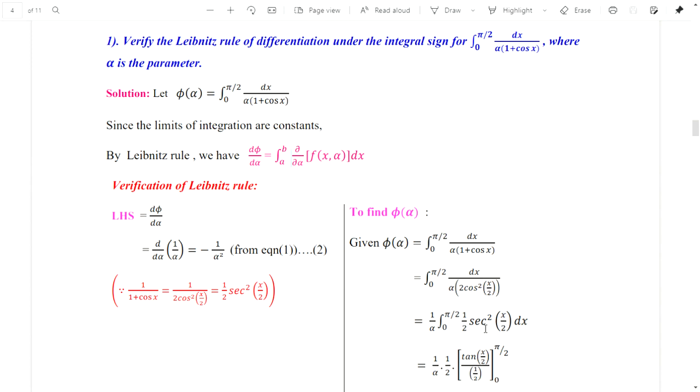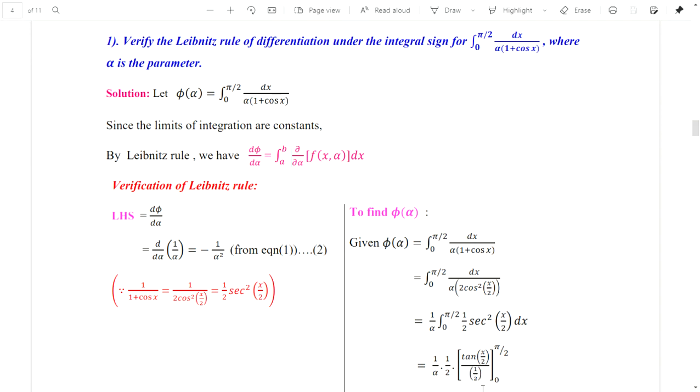And we know that integral of secant squared theta is tan theta, and the coefficient of x is 1 by 2 here, which comes in the denominator after evaluating the integral. That is equal to 1 by alpha into 1 by 2, which is constant, bring it out. Integral of secant squared of x by 2 is tan of x by 2. Coefficient of x is 1 by 2. So the whole thing is divided by 1 by 2.